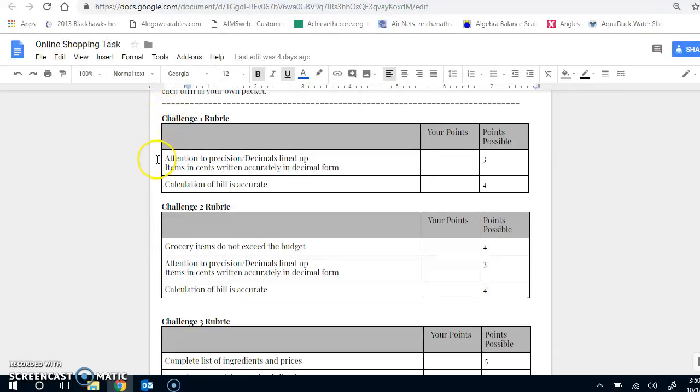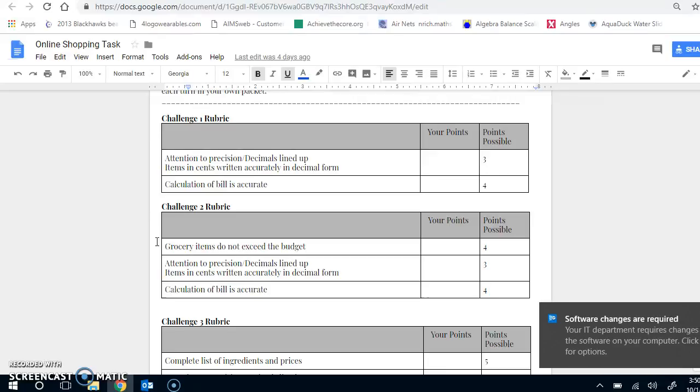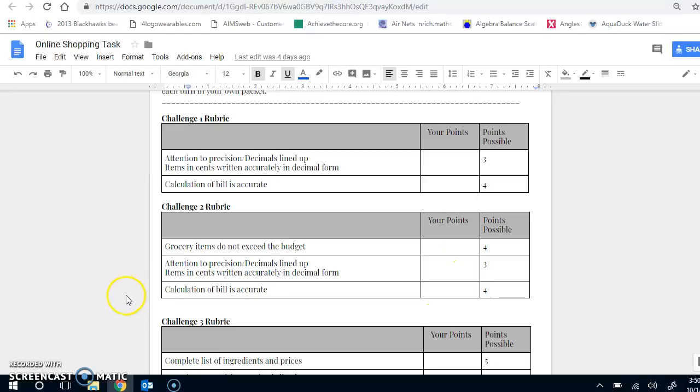Challenge 1 rubric. You will receive 3 points for attention to precision. Make sure your decimals are lined up. Items and cents are written accurately in decimal form. You will receive 4 points for calculating your bill accurately. Challenge 2 rubric. You will receive 4 points for grocery items not exceeding the budget. You will receive 3 points for attention to precision. Decimals are lined up, items and cents written accurately in decimal form. You will receive 4 points for calculating your bill accurately.